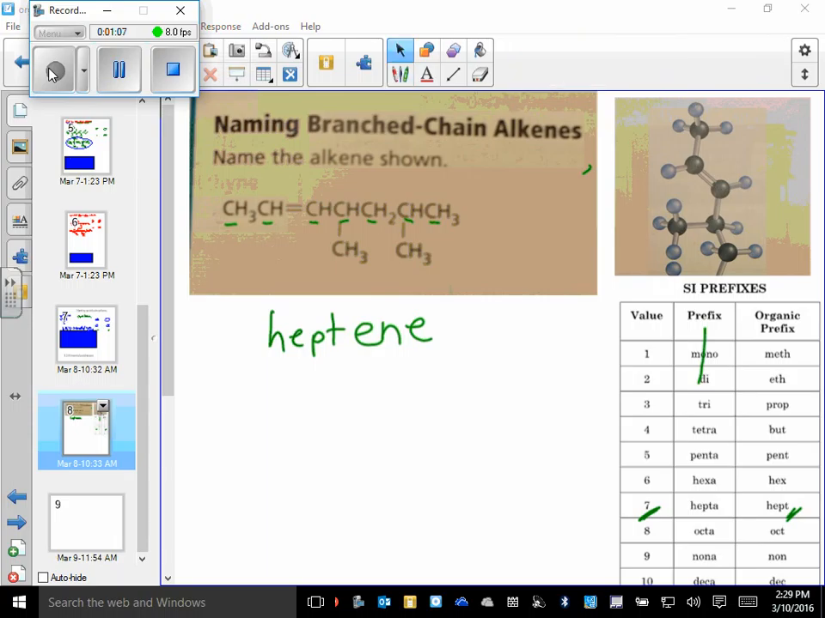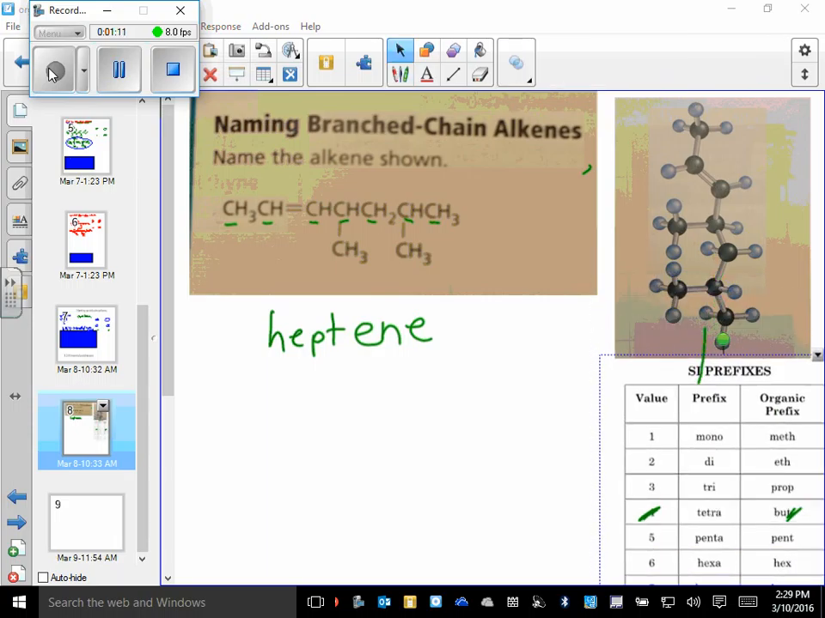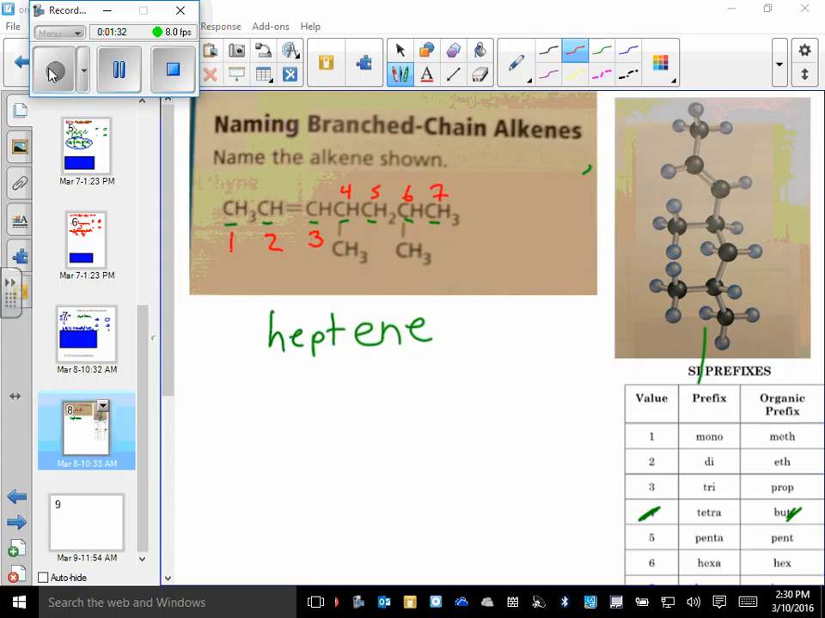Okay. Next, what we have to do is we have to number. And now, normally we would number so that we could get the lowest number to the branches. But in this case, we're going to number so we get the lowest number to the double bond. So I'm going to number it in this way. 1, 2, 3, 4, 5, 6, 7. So you can see that I have the lowest number on that double bond.